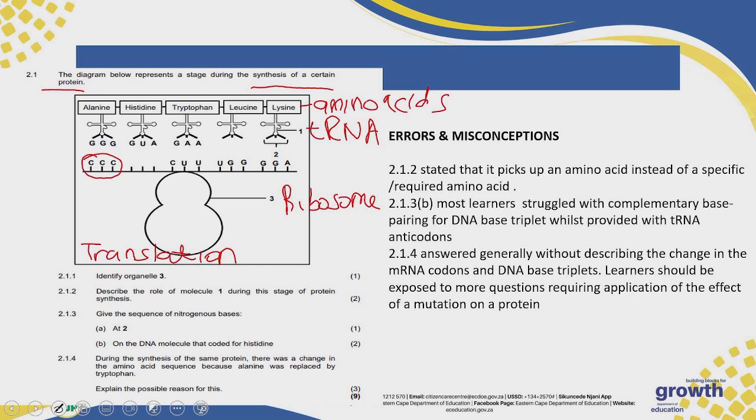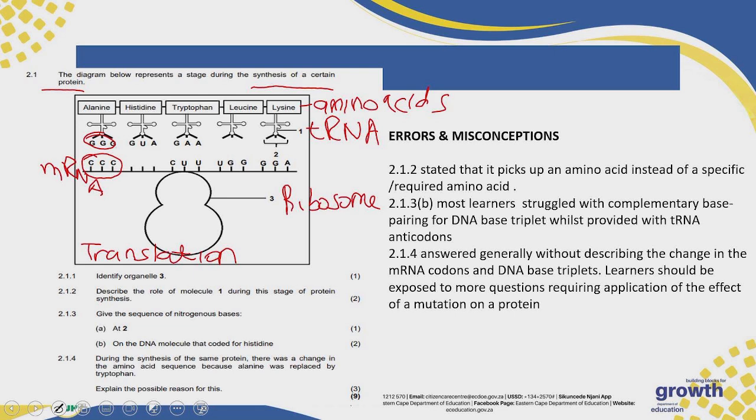This would be the mRNA here, right? So this is the codon in the mRNA, and that would be the anticodon on the tRNA. So the anticodon of the tRNA is complementary to the codon on the mRNA. So let's quickly look at the questions, because I think I've already answered most of them. Identification of number 3 is the ribosome.